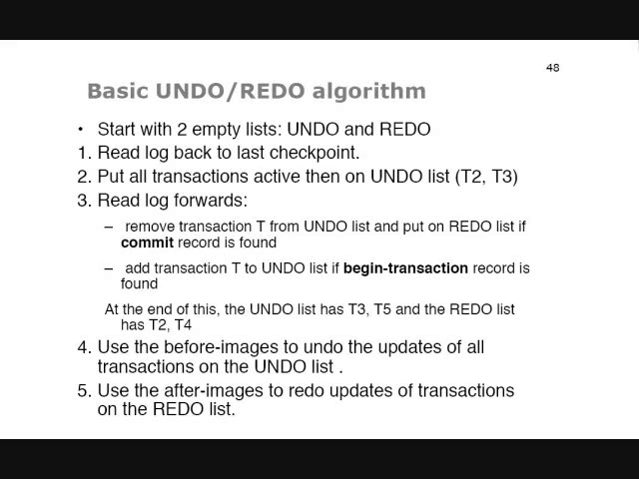T2 and T4 I can redo because I found that the transaction committed before the system failure. But T5, which was still going, and T3, I had to undo because they hadn't committed at the time of system failure.